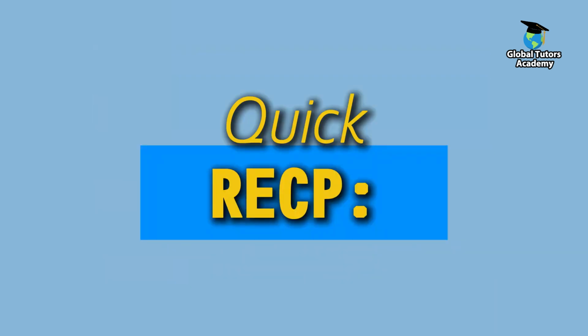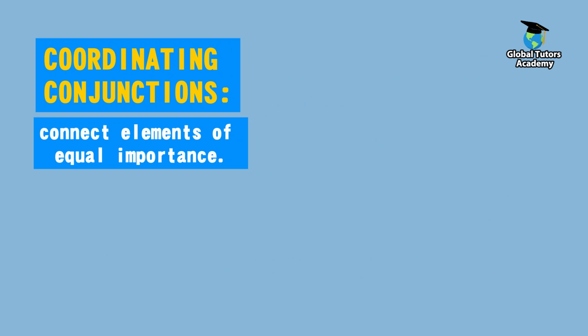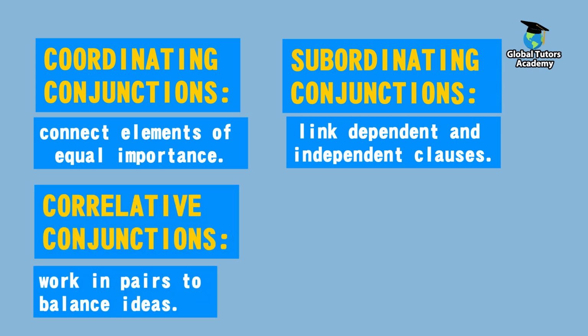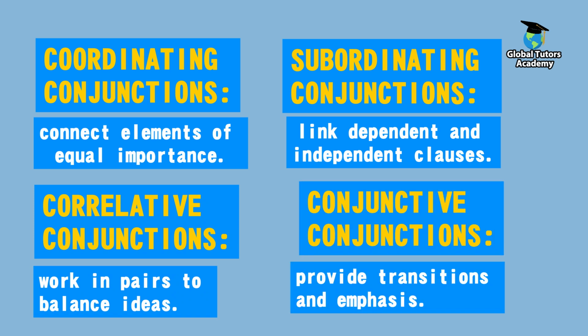Quick recap: coordinating conjunctions connect elements of equal importance. Subordinating conjunctions link dependent and independent clauses. Correlative conjunctions work in pairs to balance ideas. Conjunctive adverbs provide transitions and emphasis.